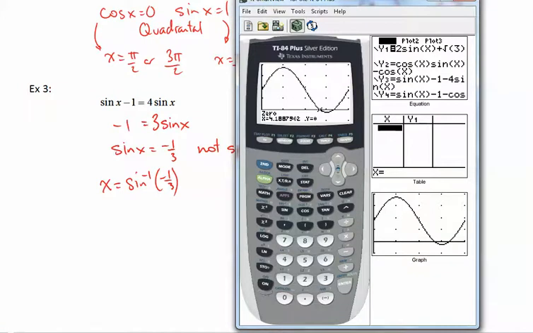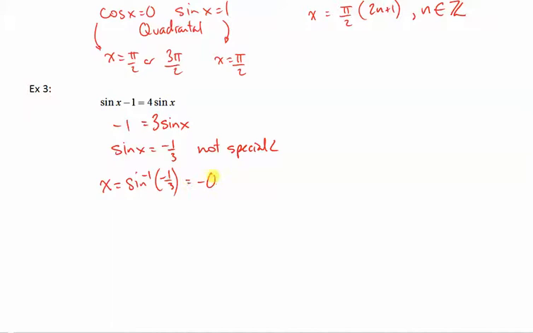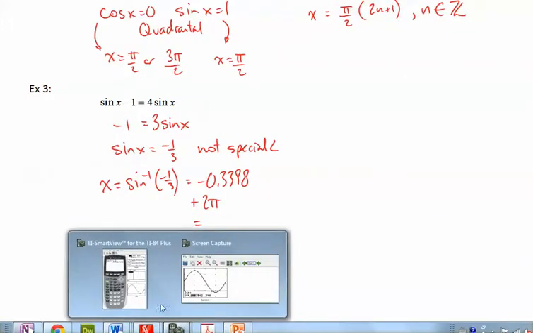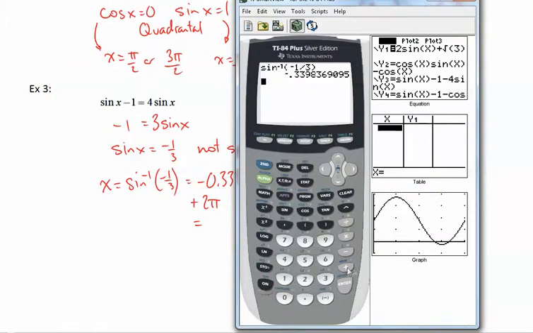I'm going to go to the home screen, make sure I'm in radian mode, and I am. And I'm going to do arc sine of negative 1/3, and I'm going to get the answer of negative 0.3398. Now your calculator will always give the smallest numerical result for angles, even if it has to give a negative angle. This is really a quadrant 4 angle, so if I add 2 pi to this, I'll form a positive angle between 0 and 2 pi, which is the kind of answer that I want.